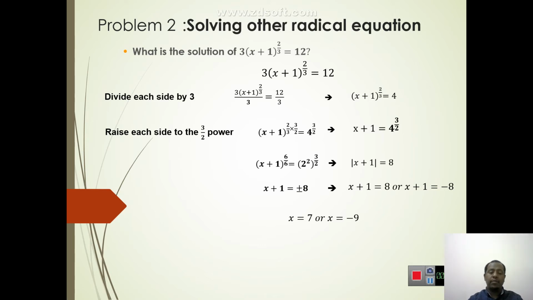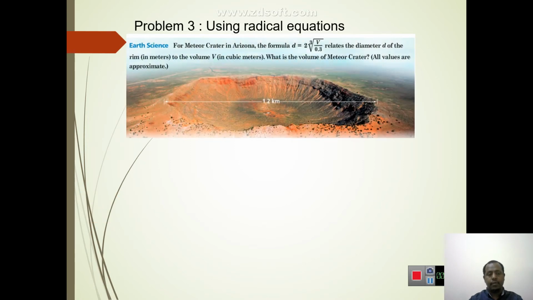Problem 3 is about the application of radical equation. Okay, let's go to problem 3. Using radical equations. Okay, I'll read the equation. For meteor craters in Arizona, the formula d is equal to 2 times the cube root of v over 0.3 relates the diameter d of the rim in meters to the volume v in cubic meters. What is the volume of the meteor craters?